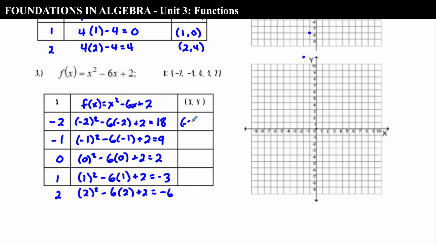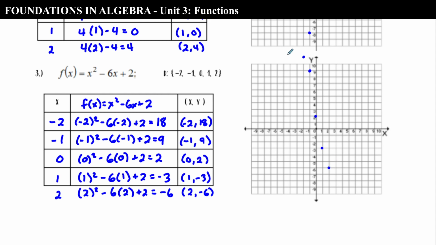So our ordered pairs are negative 2, 18, negative 1, 9, 0, 2, 1, negative 3, and 2, negative 6. So we can't graph the first point, but we'll start with the second one. We have negative 1, 9. We have 0, 2. We have 1, negative 3. And we have 2, negative 6.